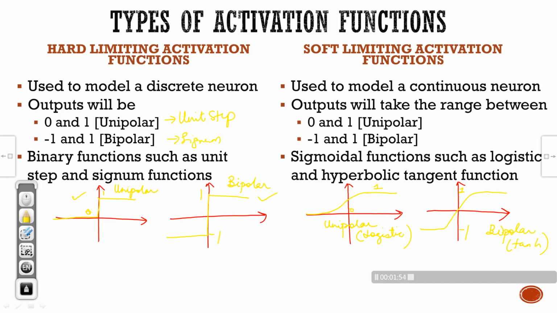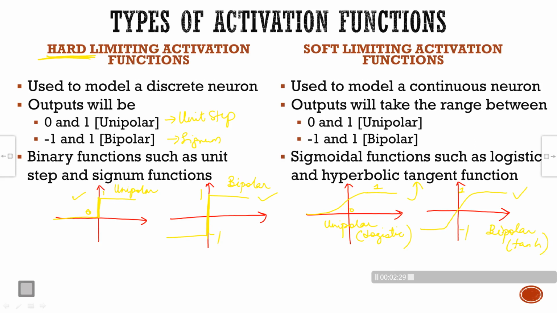Similarly, here you see the sigmoidal functions. The unipolar sigmoidal function is your logistic function and this is your hyperbolic tangent function. Here the decision boundary is very sharp. Here also the decision boundary is very sharp, and that is the reason it is called a hard limiting function. It is a sort of thresholding function because the decision boundary is very sharp.